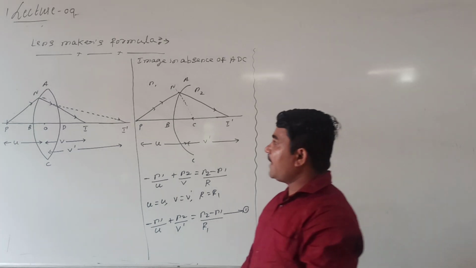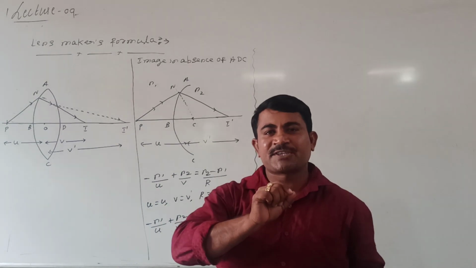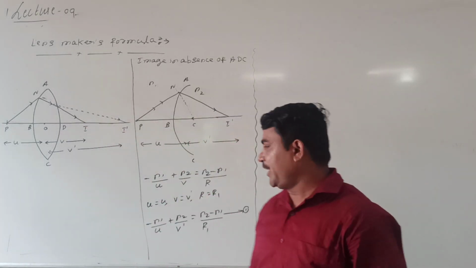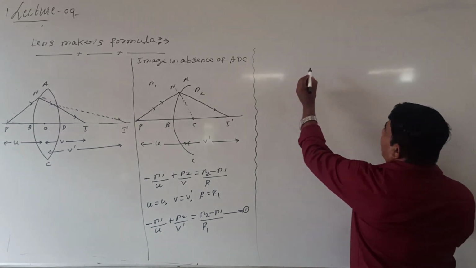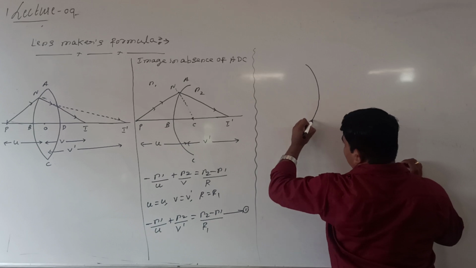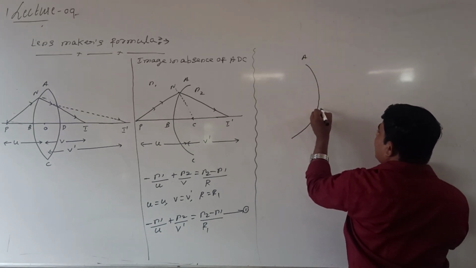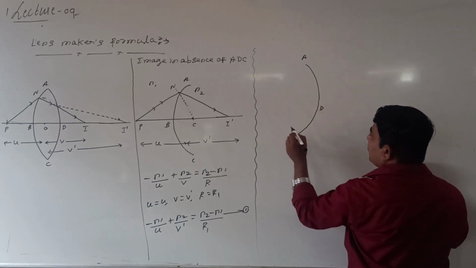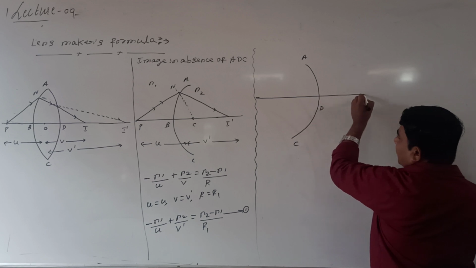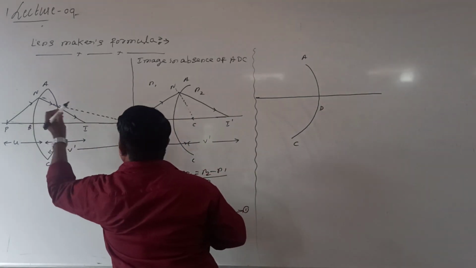But if the surface ADC is also present, the image can appear at point I. Shall I draw a separate diagram for it? Again, this is one spherical refracting surface, I mean a concave spherical refracting surface. This looks like ADC. This I can call the principal axis. Are you following me? How does the refraction take place? Refraction can take place like this.